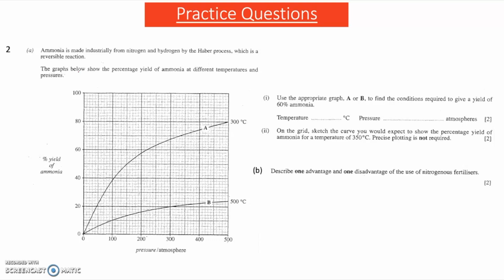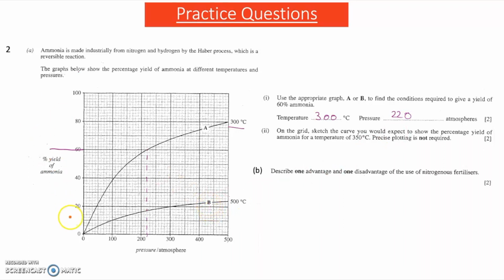So for question 2, you're given a graph which shows the percentage yield of ammonia at different temperatures and pressures, and you're asked to use the graph to find the conditions required to give a yield of 60% ammonia. So 60% ammonia is only achieved at a temperature of 300 degrees C. So I'm going to write this in now. So the temperature would be 300 degrees C. And if I look at the pressure required to give a yield of 60%, at 300 degrees C, it would correspond to 220 atmospheres. So there's 1 mark for the temperature and 1 mark for the pressure here.